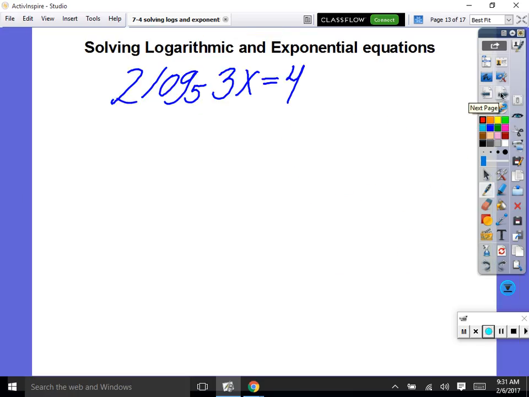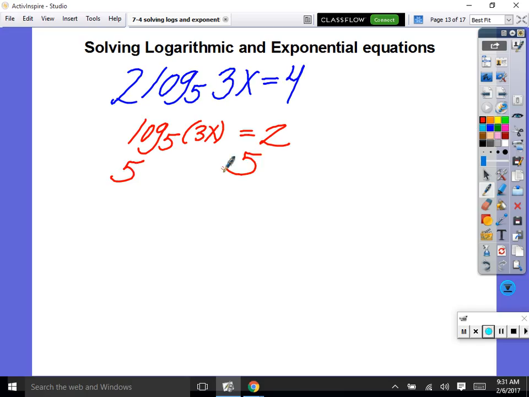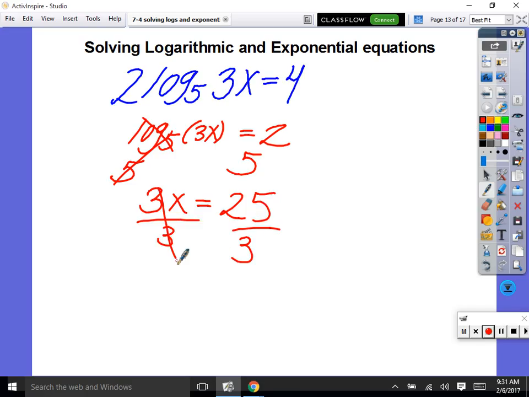Okay, couple more. First step, divide by 2, right? So we have log to the base 5 of 3x equals 2. Then we would exponentiate both sides, base 5. 3x equals 25, and then divide by 3. So x is 25/3, right?